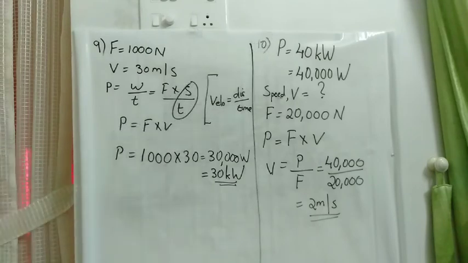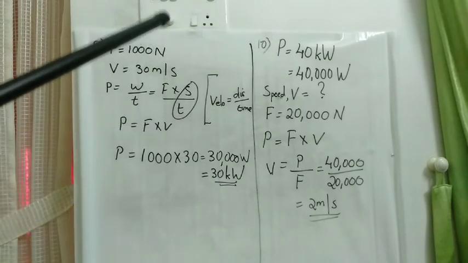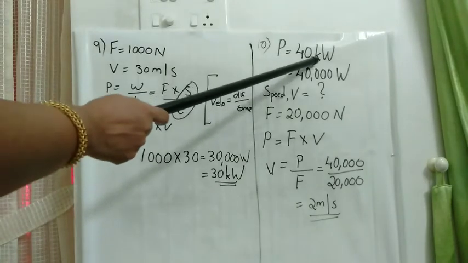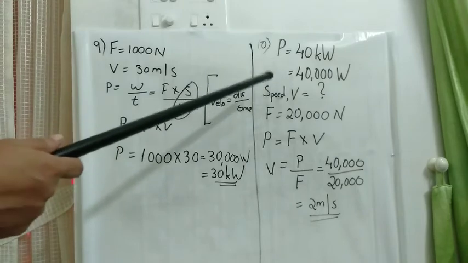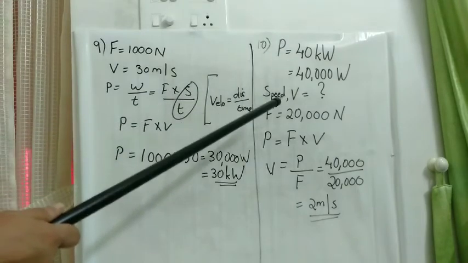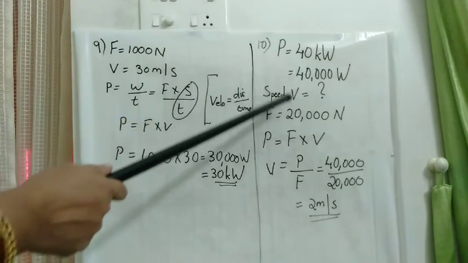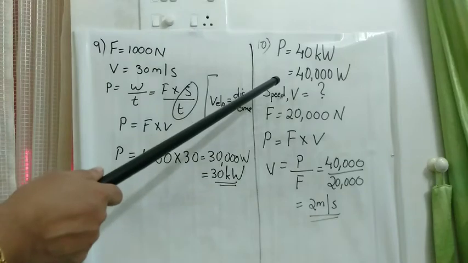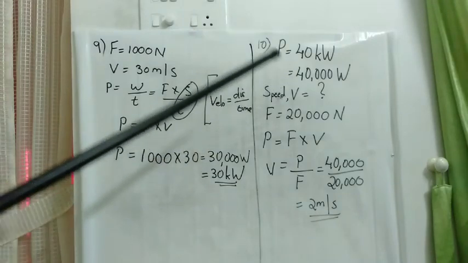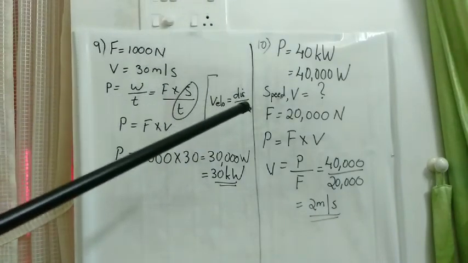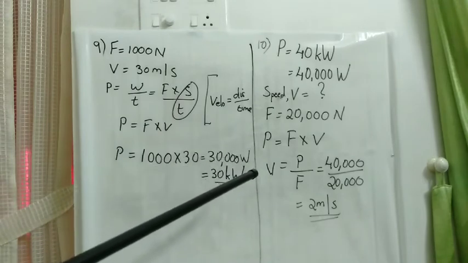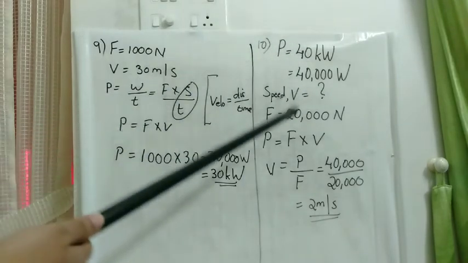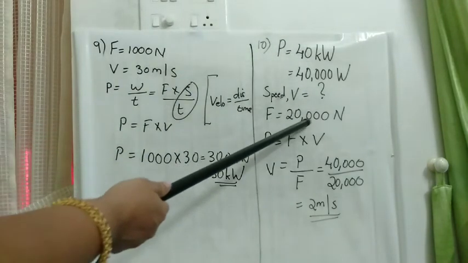Okay. And question number 10. The power of the motor is 40 kilowatt. Whenever we are doing a problem, we should convert all other units to SI unit. So I just converted kilowatt to watt, that is 40,000 watt. The power of the motor is 40 kilowatt. At what speed can the motor raise a load? Load means its force, how much water it can raise. That means force is given as 20,000 Newton.